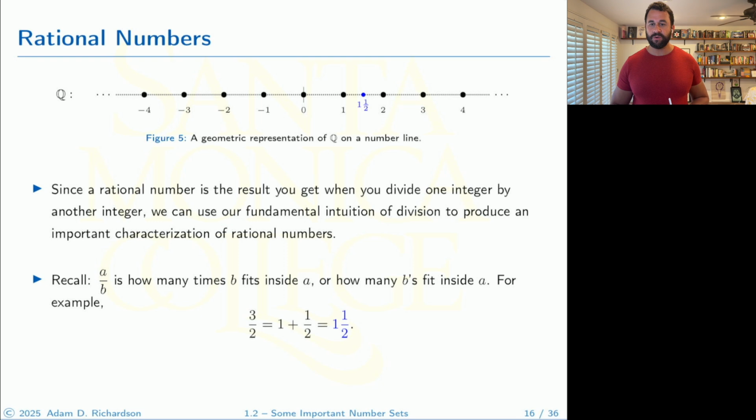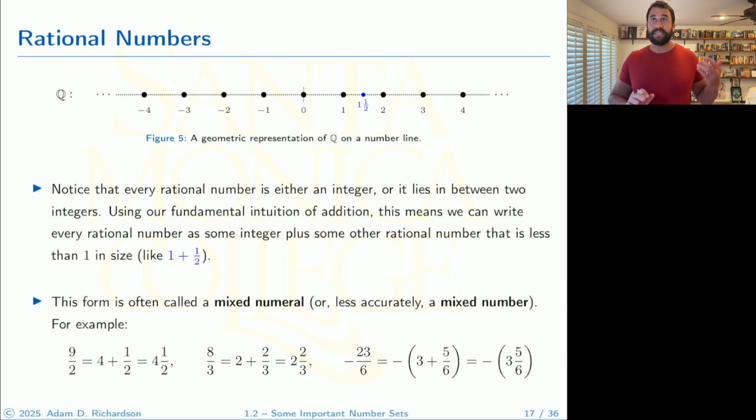So here's an important interpretation, right? A rational number is the result you get when you divide one integer by another integer. We can use our fundamental intuition to produce an important characterization of rational numbers. We're going to see this throughout the course, and this is what I would say a critical understanding about rational numbers. So remember that A over B is how many times B fits into A, or how many B's fit into A. And I like to give this example. It's a simple one. 3 over 2 is 1.5, right?